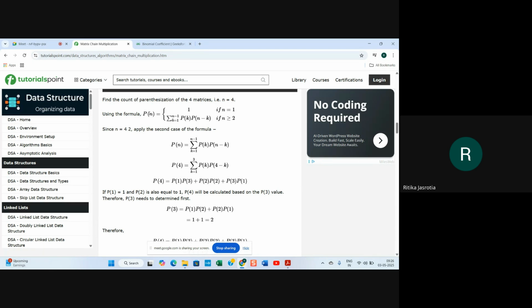So you know that if we keep n as 1, it will be equal to 1 here. So P1 will be 1, and P2 is again equal to 1. P4 will be calculated based on the P3 value, so we'll take K's value as 3.